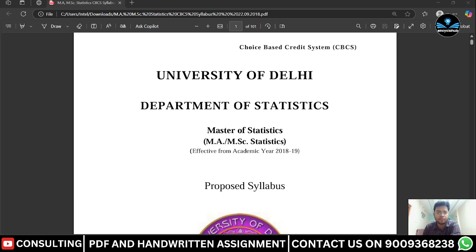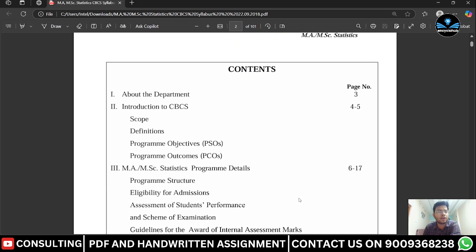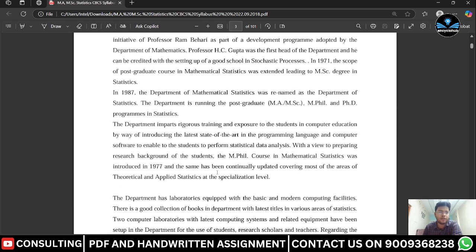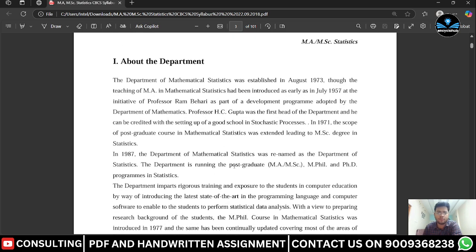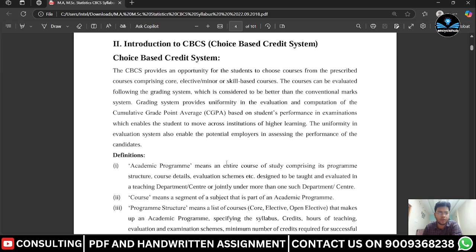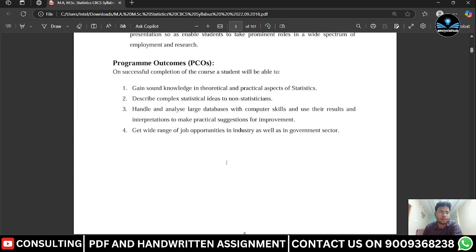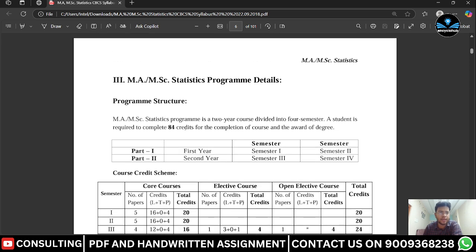Here you can see the course name is Master of Statistics, and we will talk about it one by one. First, the department. This is a choice-based credit system, so you will get some credits after the completion of the course. Now from here, this is the program structure.